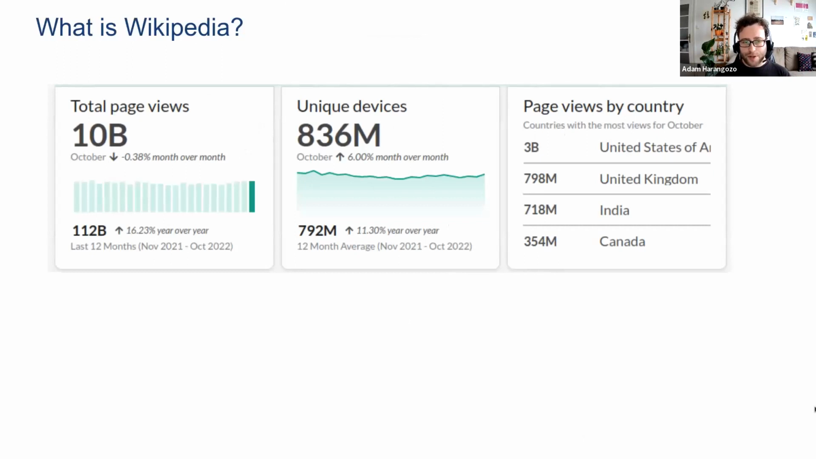Now, the English Wikipedia has around 6 million articles. What you can see here in the first part is the monthly page use. So last month, these 6 million articles were viewed around 10 billion times across the world. We're only talking about the English Wikipedia. And I think a yearly 112 billion, which is actually increasing from last year. You can see what these page views mean in the number of devices, which also seems to be increasing.